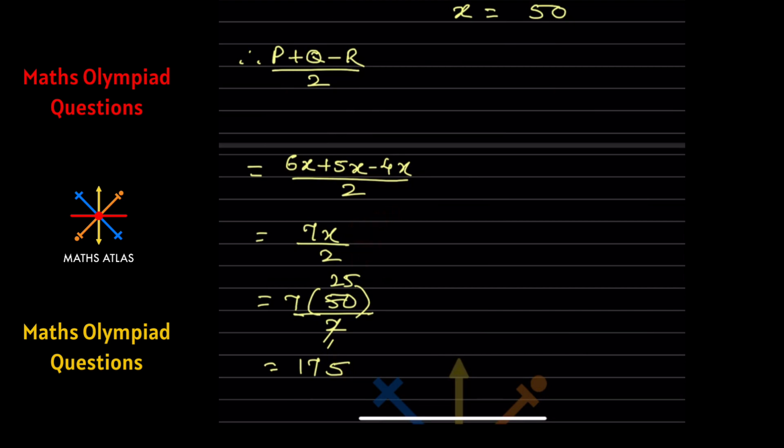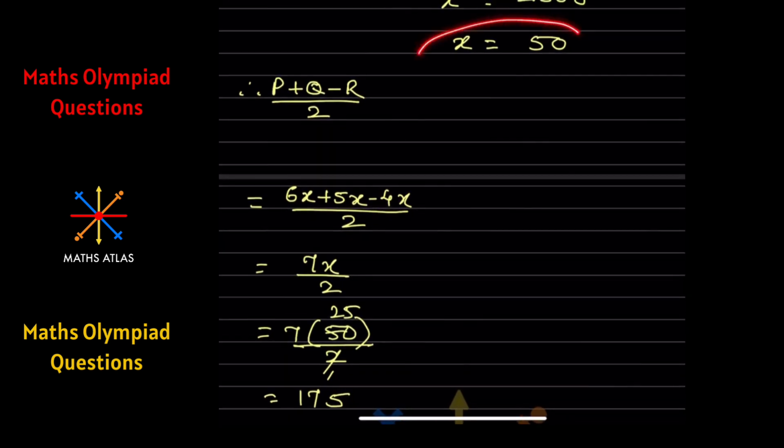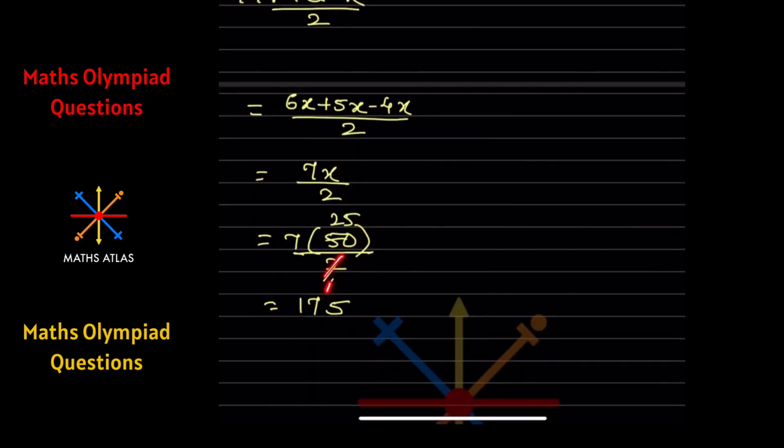So now let us put the value of x. So what did we get? The value of x is 50. So in place of this x, we'll put 50. So now 2 ones are 2, 25 sevens are 175. This is the answer.